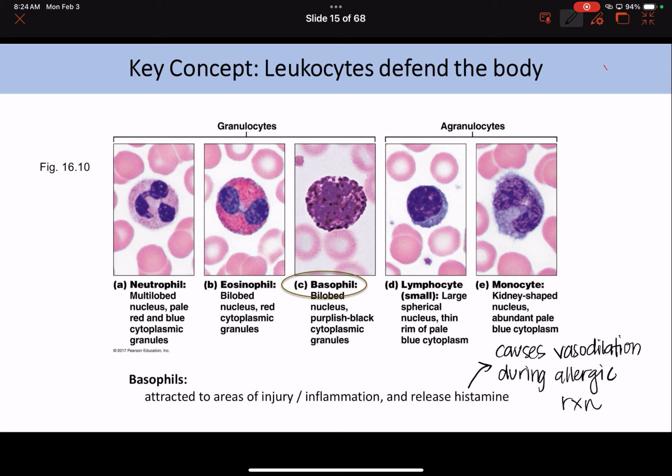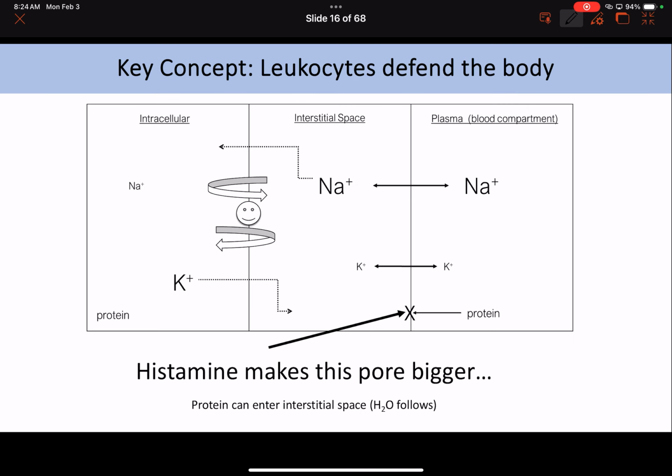There's a similar cell, if you've studied the immune system, called mast cells. Basophils are very similar to mast cells, but mast cells are what you find in the tissue versus a basophil that you find in the bloodstream. So this is kind of how they create the watery eyes and a runny nose and such when you have an allergic reaction.